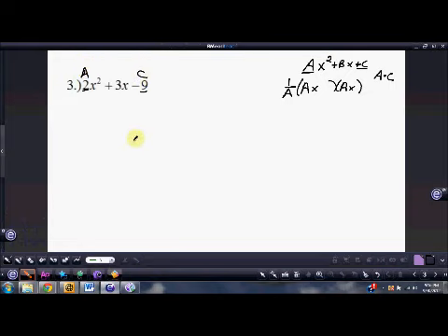So 1 over ax. And then A times C is 2 times negative 9, which is negative 18. Okay, that's the extra step in this problem. From here, it's just a straight factor. Again, we're looking for all of the sets of numbers that multiply to 18.